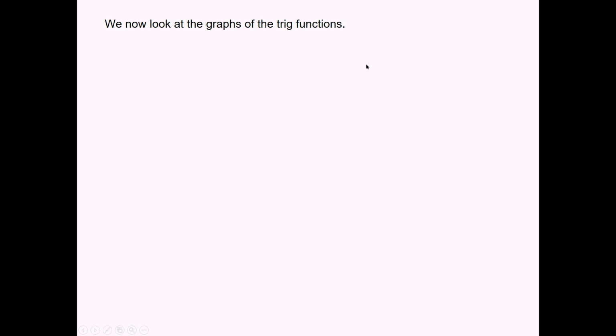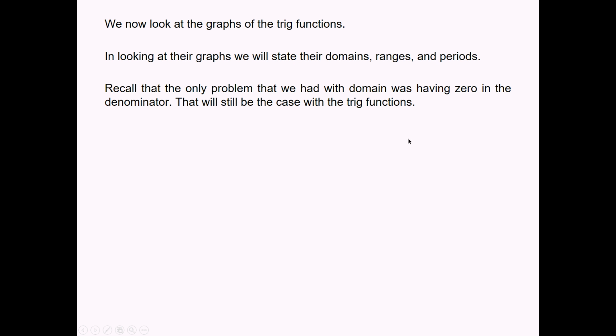We now look at the graphs of the 6 trig functions. In looking at the graphs, we will state the domains, ranges, and periods. Recall that the only problem that we had with the domain was having 0 in the denominator. That will still be the case with the trig functions. Remember, the cosine of t was x, the sine of t was y. There's no denominator. So domain and range of sine and cosine don't have issues. The other 4 do.